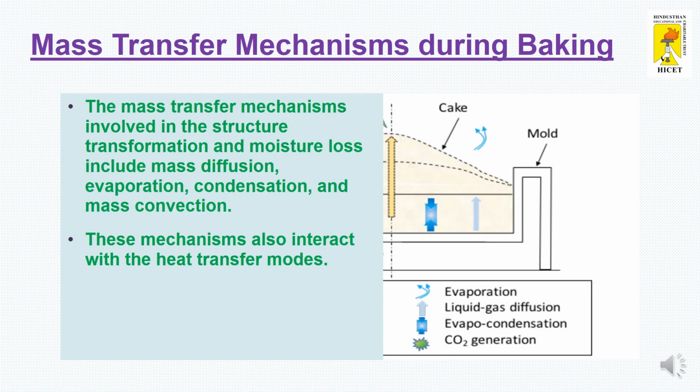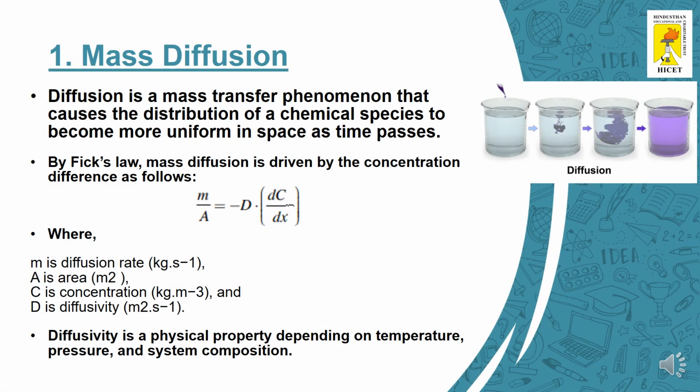Mass transfer mechanism during baking. The mass transfer mechanisms involved in the structure transformation and moisture loss include mass diffusion, evaporation, condensation, and mass convection. These mechanisms also interact with the heat transfer modes. So first one we'll be seeing about mass diffusion.